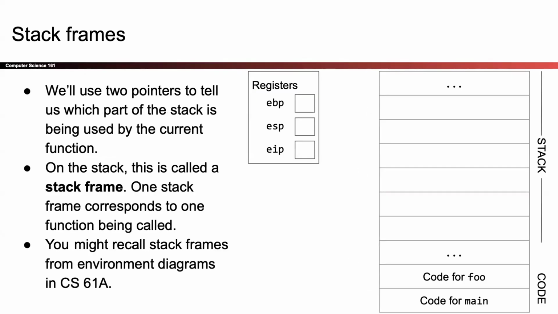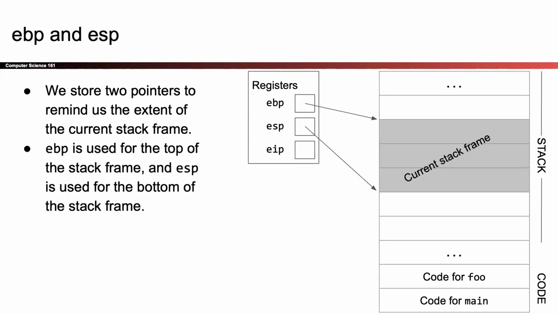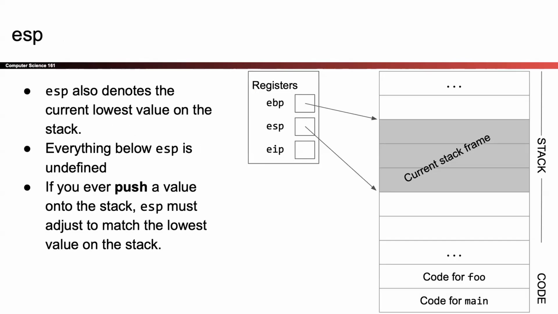The EBP and the ESP registers keep track of where the current stack frame begins and ends, okay? So EBP will point to the top in this picture, the highest address, the largest address, and ESP will point to the bottom, like the lowest, smallest address. And all the memory in between ESP and EBP is the current stack frame. Local variables and stuff that's saved and all that kind of stuff, okay?